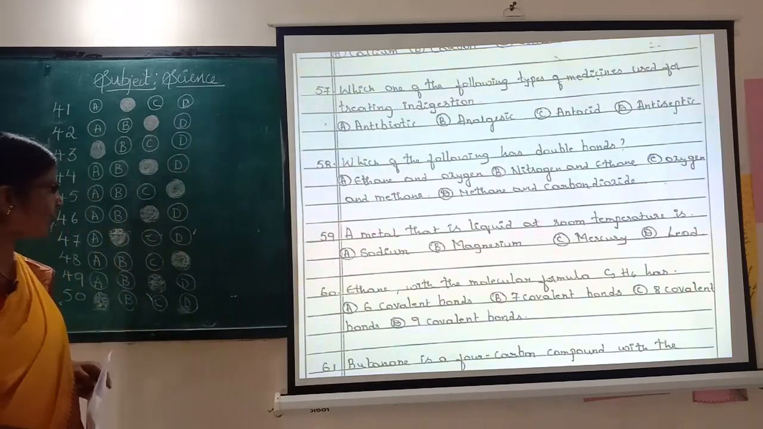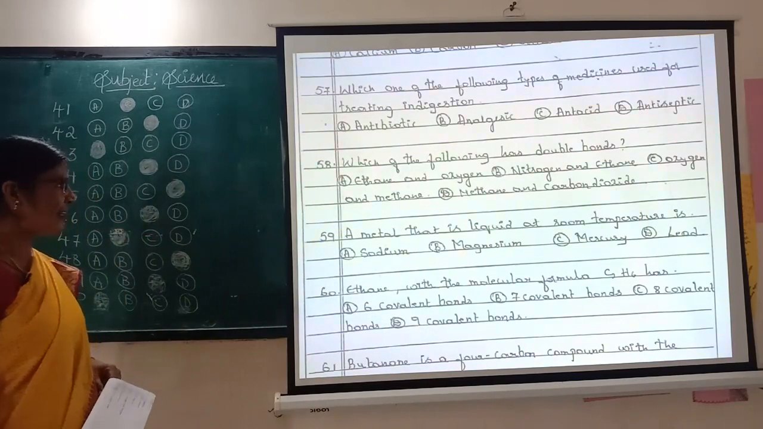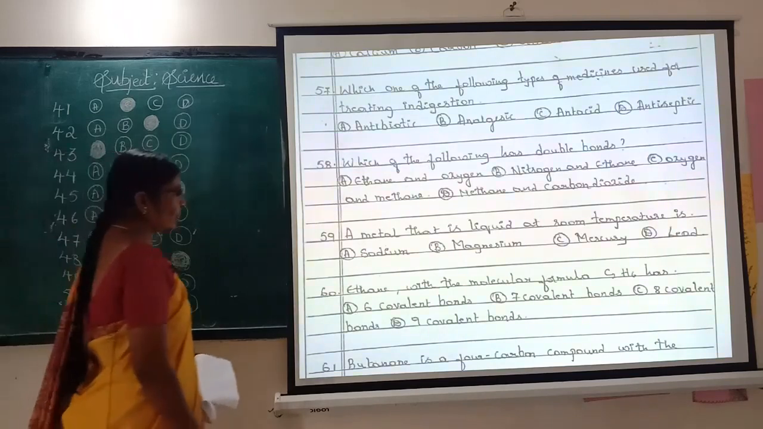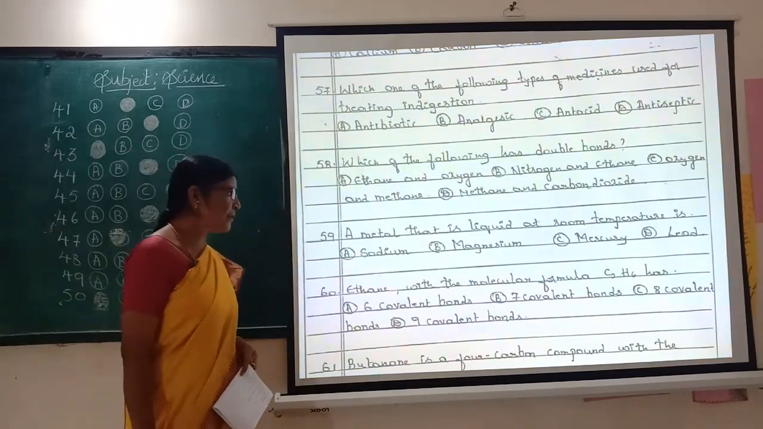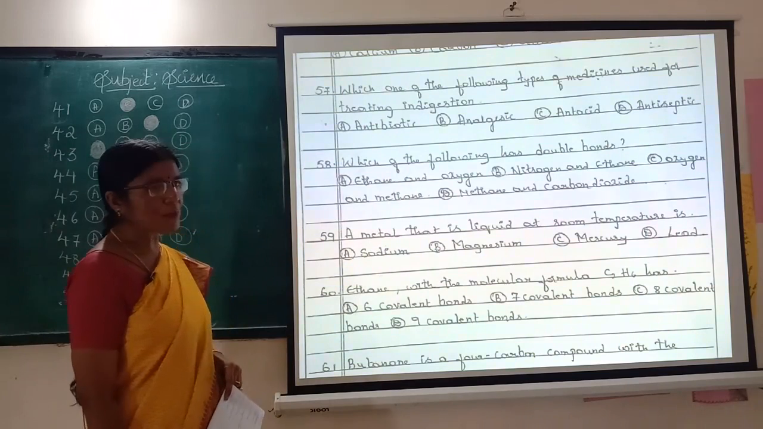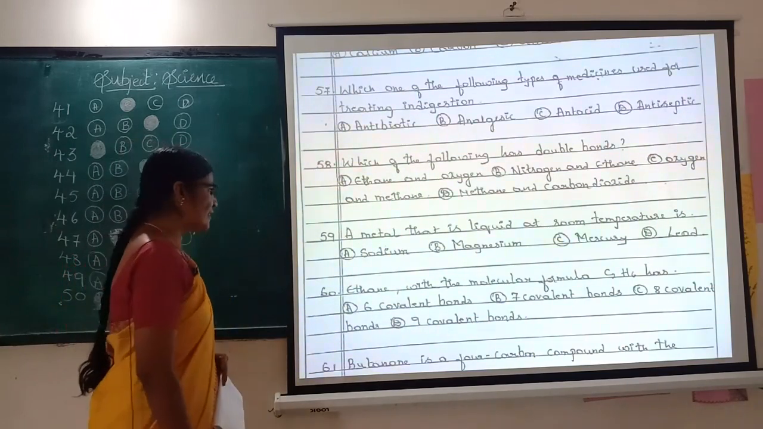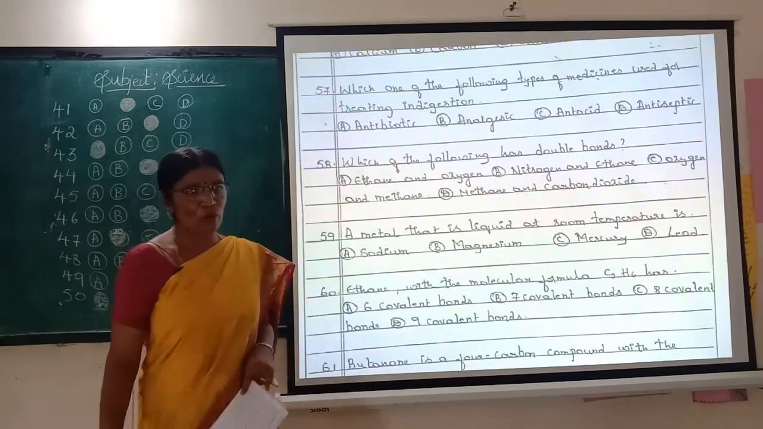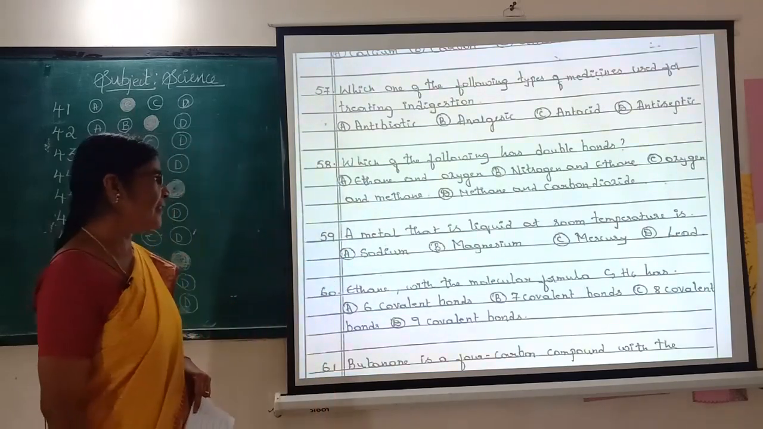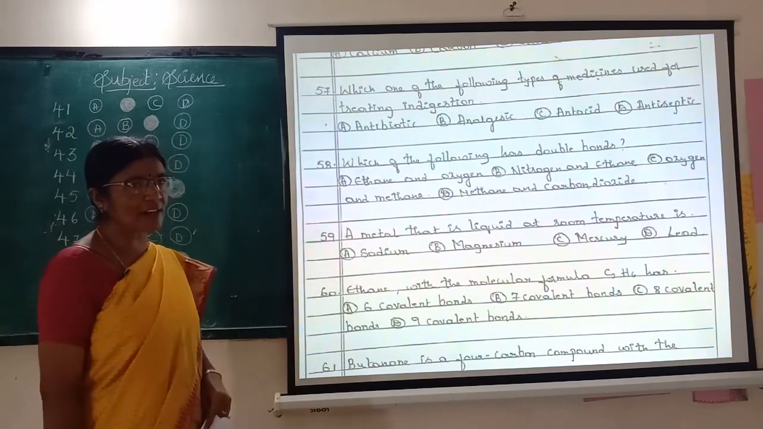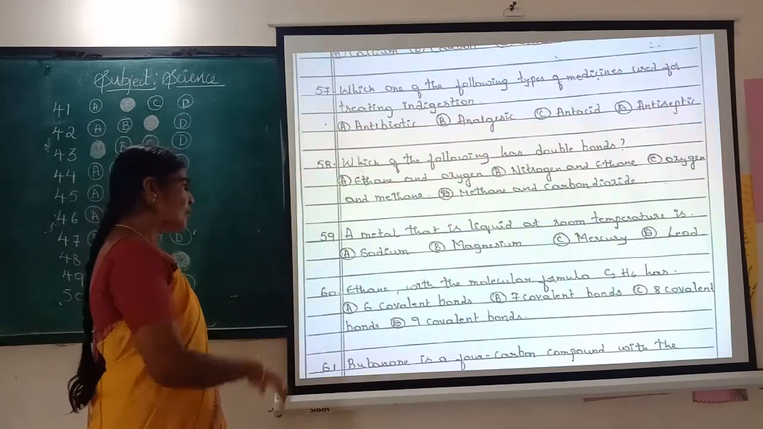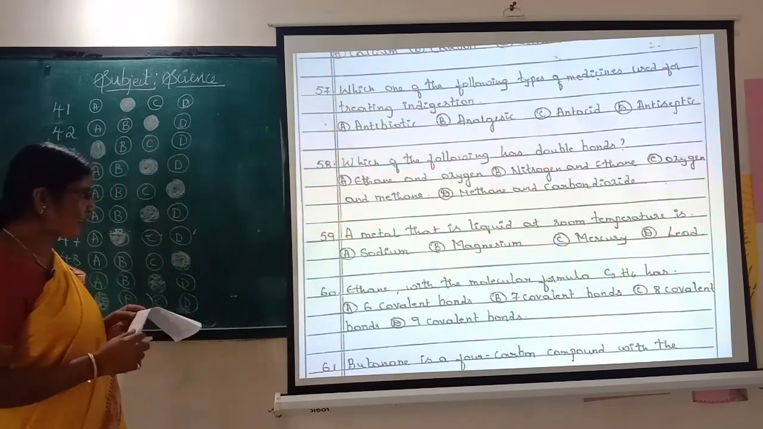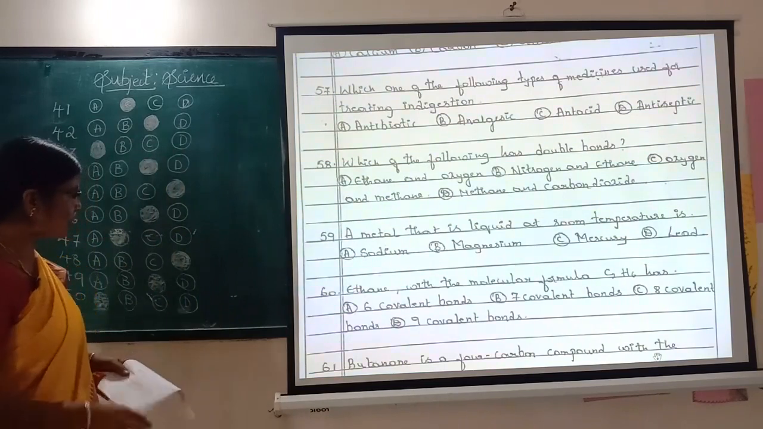Next, 59th question. A metal that is liquid at room temperature is option A, sodium, option B, magnesium, option C, mercury, option D, lead. As we are familiar, the only metal that is liquid at room temperature is mercury, children. So option C is the right answer. You have to shade option C as the right answer for 59th question, children.